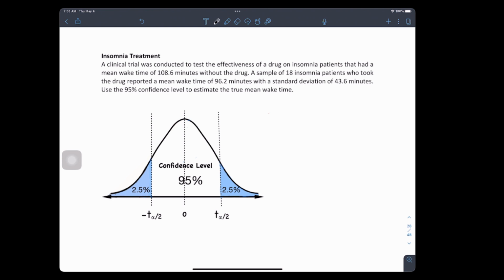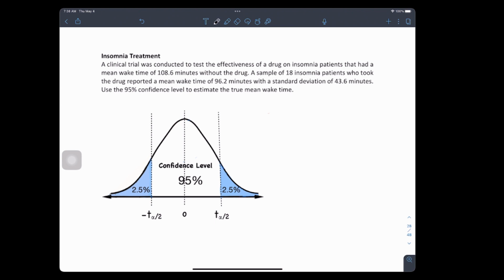Okay, in a clinical trial to test the effectiveness of a drug on insomnia patients, let's just read this. A clinical trial was conducted to test the effectiveness of a drug on insomnia patients that had a mean wake time of 108.6 minutes without the drug.